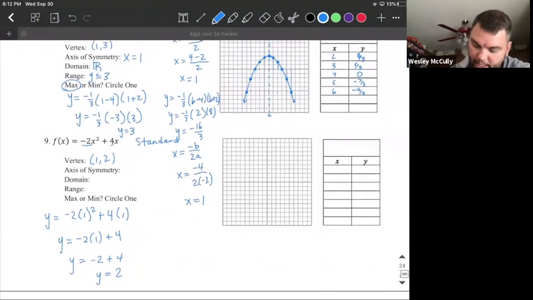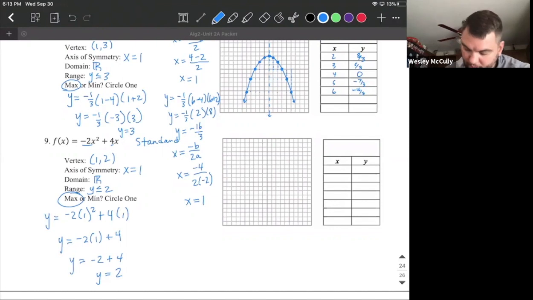Okay, now I can state that the axis of symmetry is x equal to 1. The domain is all real numbers. The range is y less than or equal to 2, which is the y value of the vertex. And because this parabola faces down, that means I will have a maximum value.